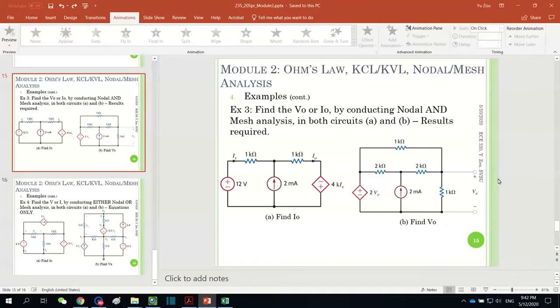Now let's see example 3, circuit B. And we are seeing V naught here, so we are definitely going to look for this voltage, which is also the voltage right across this 1 kilo ohm. Please consider this circuit, nodal and mesh, as an exercise. You can pause the video and try everything all over yourself.